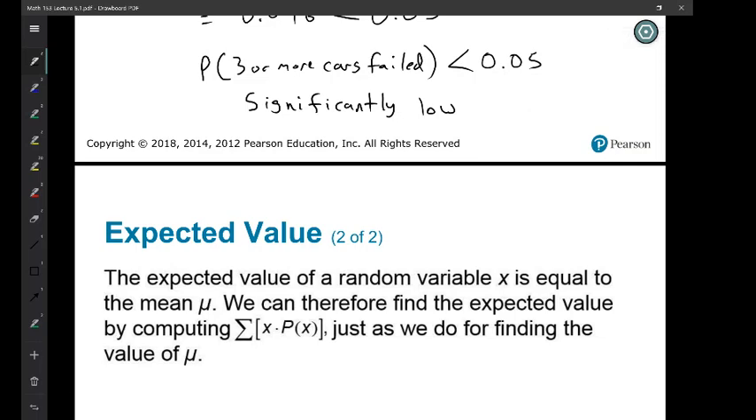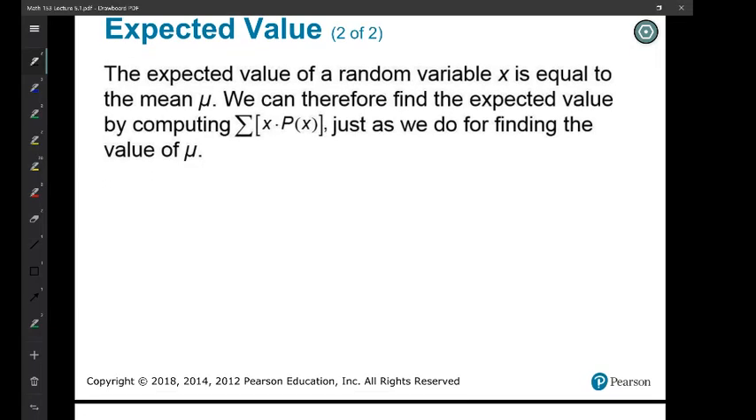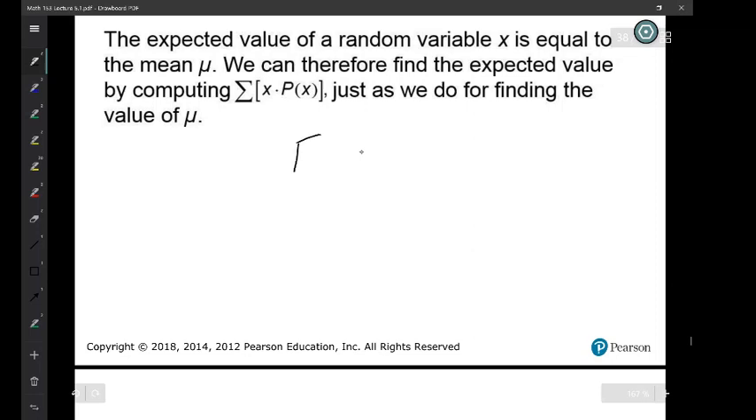The expected value of a random variable is equal to the mean. So we can therefore find the expected value by computing the mean. In formula terms, the expected value of x, brackets indicate this is a random variable, is the sum of x times the probabilities of each x.